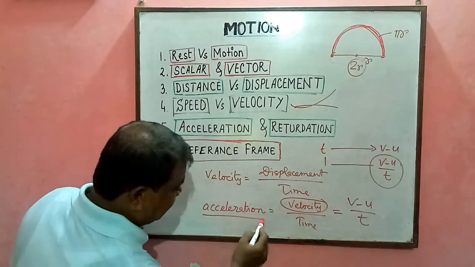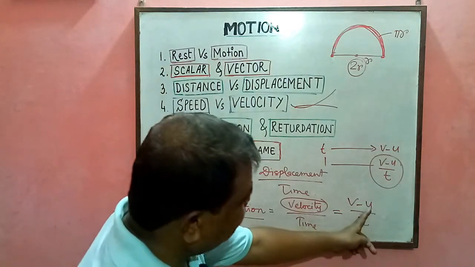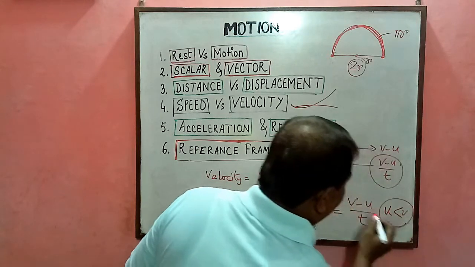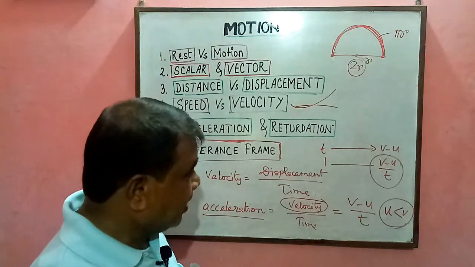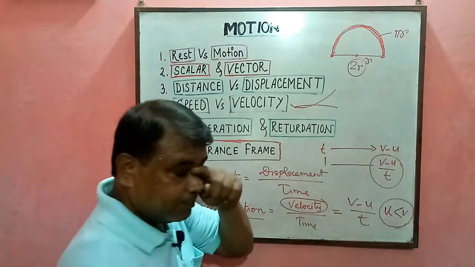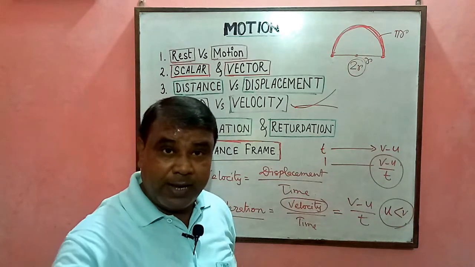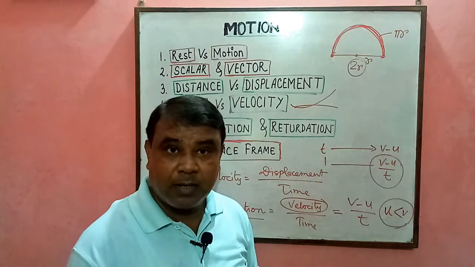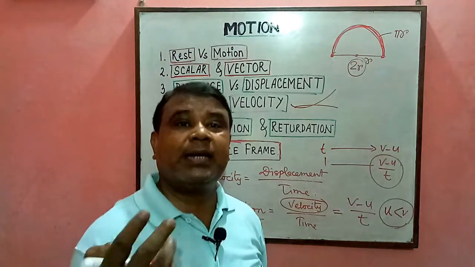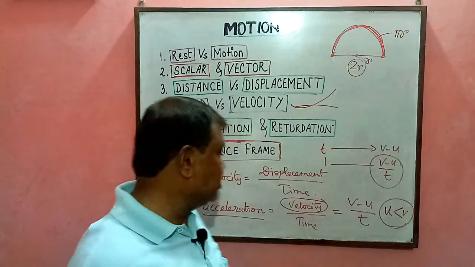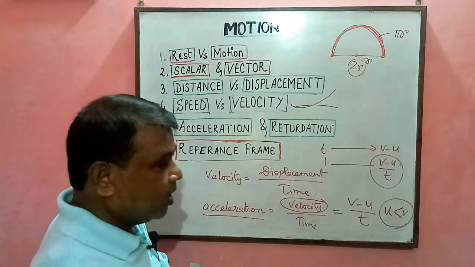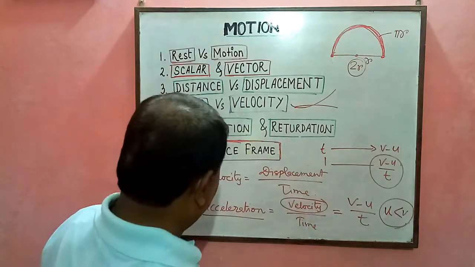In the case here, u is less than v. If v becomes less than u, then this quantity will be negative. When we apply brakes, the velocity is reduced, then the rate of change of velocity will be negative. And that negative acceleration is known as retardation. This retardation is nothing but negative acceleration.